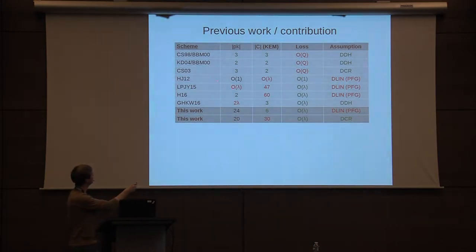Then there's a bunch of works on achieving tight security. And the problem with those was that something was inefficient there all the time. In the beginning, the reduction was very tight, so it just lost a constant factor, but then the ciphertext was huge.